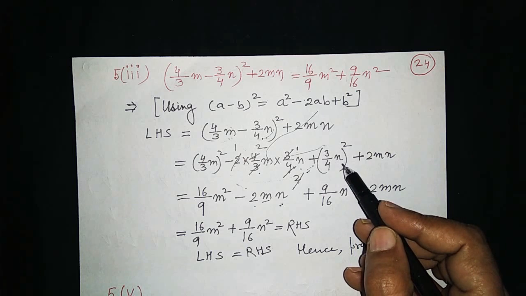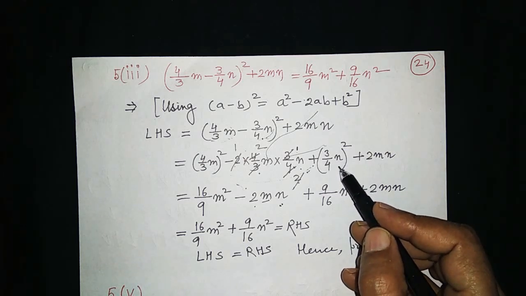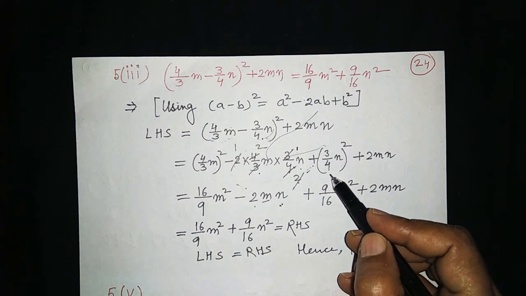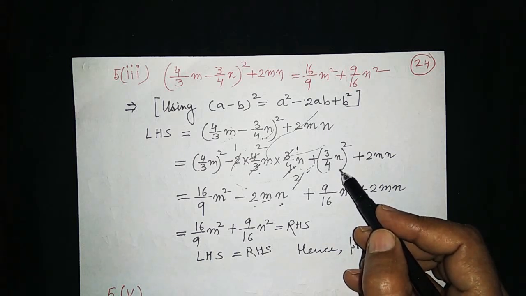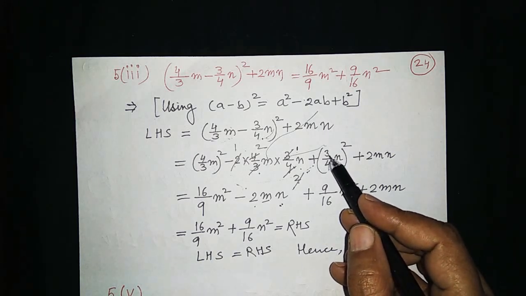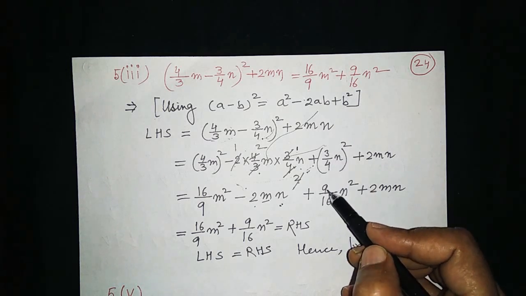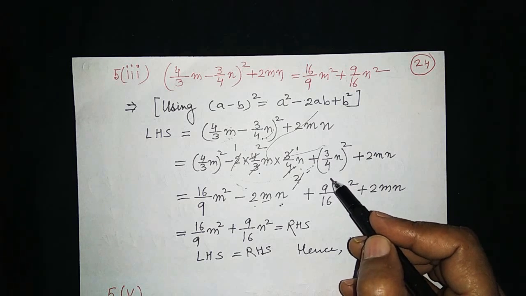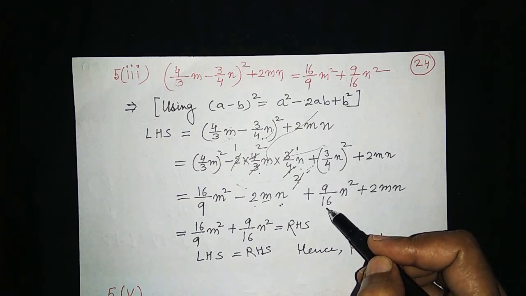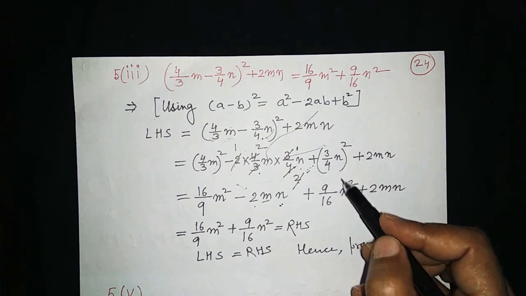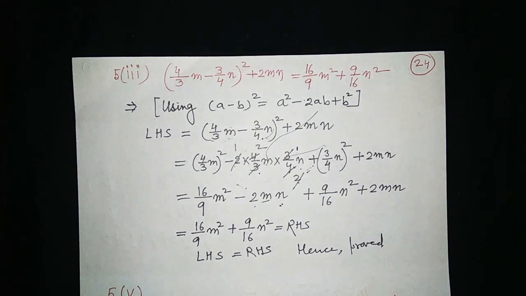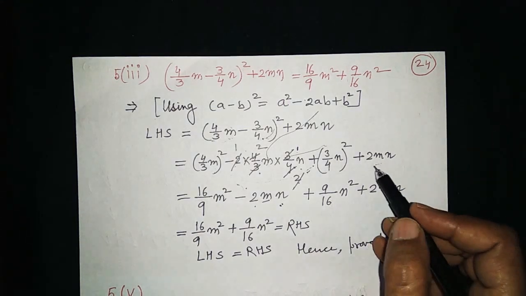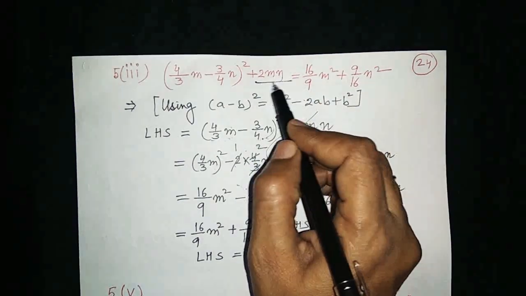Now we will solve this (3 upon 4n)². If you do the whole square of 3 upon 4n, what will come? 3 square upon 4 square n square. So for 3 square means 3 into 3, 9 you will write. For 4 square means 4 into 4, 16 you will write, and here n square will be written. Then at last plus 2mn. Plus 2mn you will write.